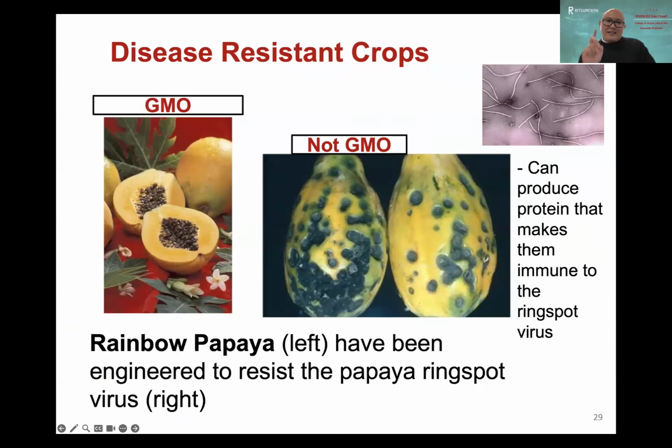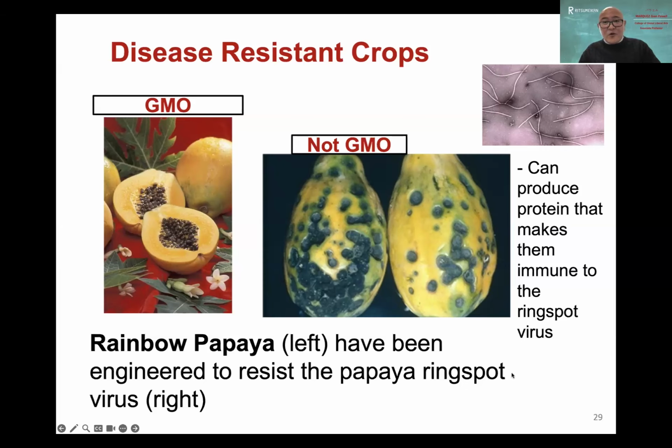Now, aside from resistant crops, another example is rainbow papaya, which is engineered to resist papaya ring spot virus. So basically, almost all the papaya before were wiped out in the market because of this. Through genetic modification or genetic engineering, we're able to make the papaya produce a protein that makes them immune to this papaya ring spot virus.